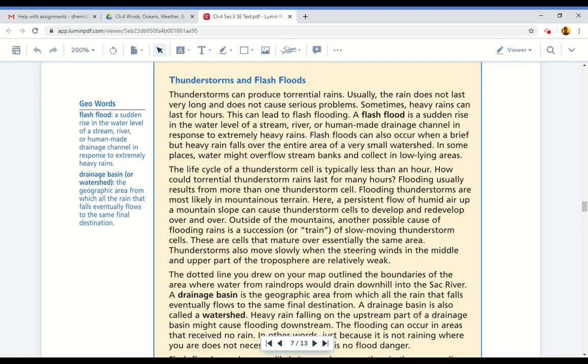Here, a persistent flow of humid air up a mountain slope can cause thunderstorm cells to develop and redevelop over and over. Outside of the mountains, another possible cause of flooding rains is a succession or train of slow-moving thunderstorm cells. These are the cells that mature over essentially the same area. Thunderstorms also move slowly when the steering winds in the middle and upper part of the troposphere are relatively weak.